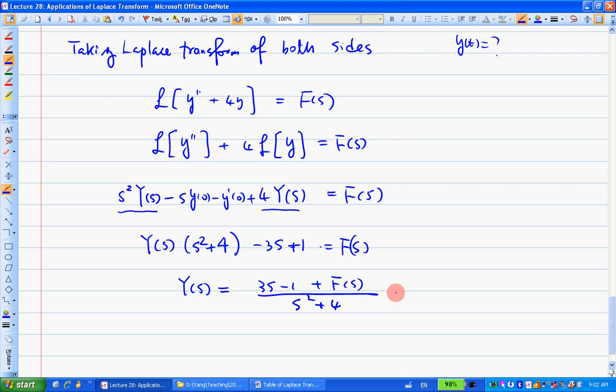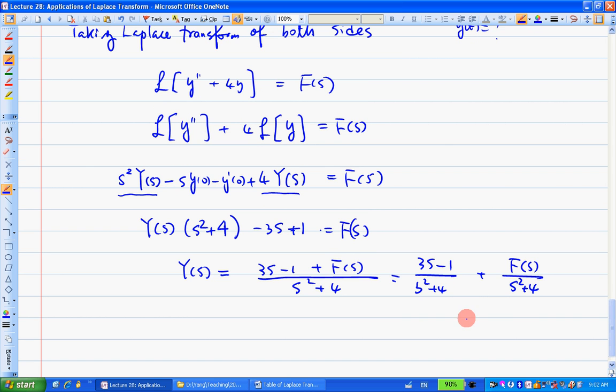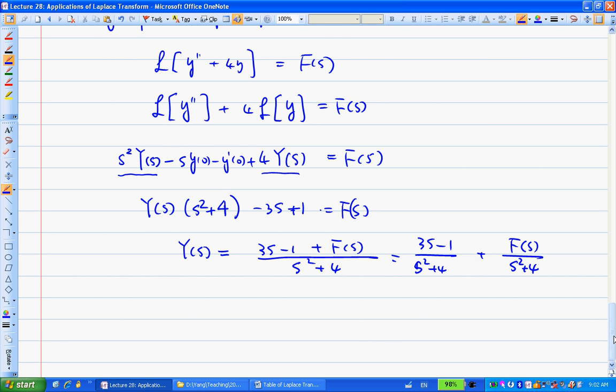And I'm going to separate this term into two parts. One is this, and the other is this. So then, up to here, you should try to take the inverse Laplace of this whole chunk to obtain this y of t now, right? But let me give you an example here first.